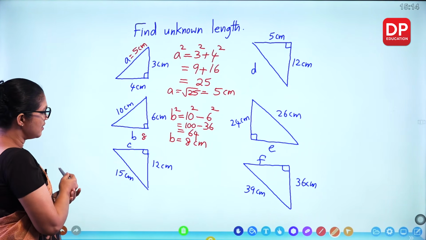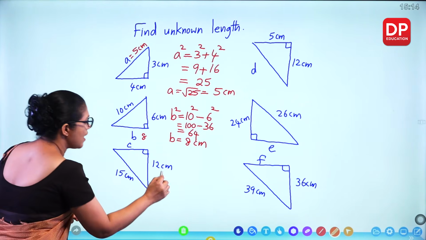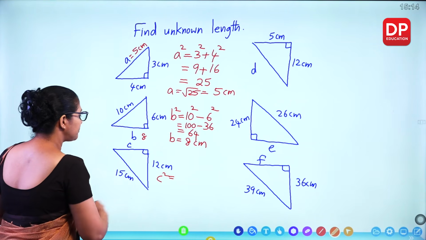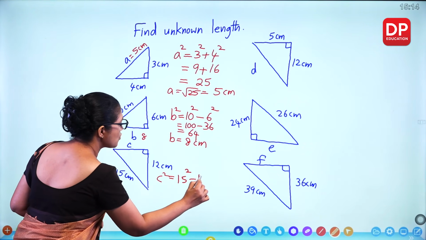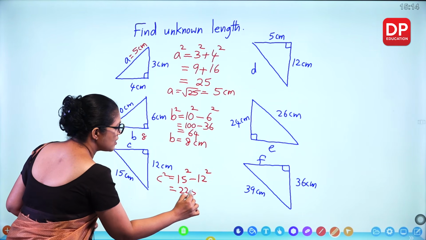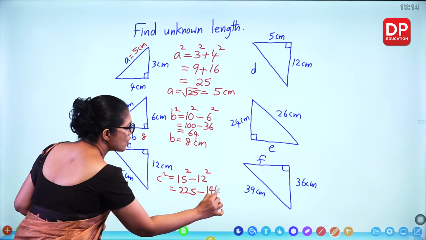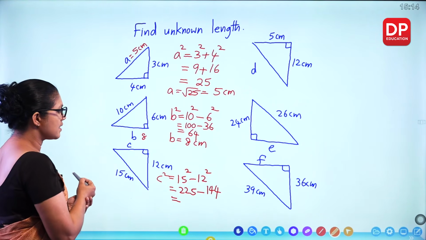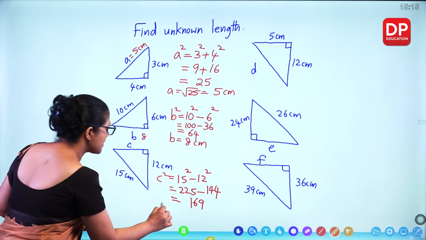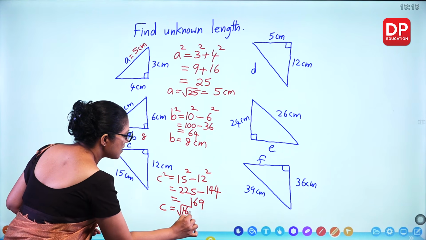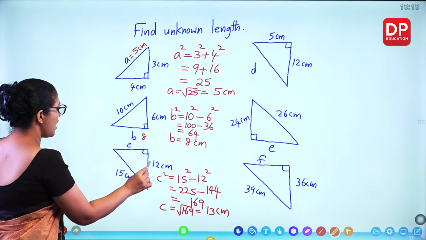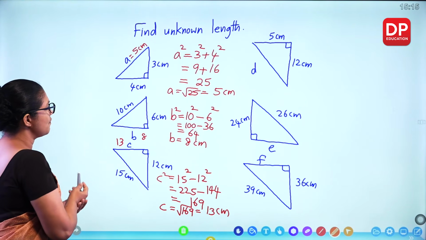Now look at this one. C is not the hypotenuse, so how can you write down? C squared is equal to 15 squared minus 12 squared. So what is 15 squared? 225. 12 squared, 144. So when you subtract, what you get? You get 169. Square root of 169 is 13. So that's 13 centimeters. 12, 13 and 15.